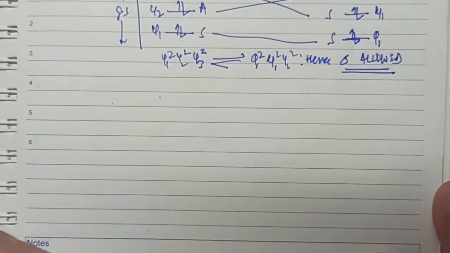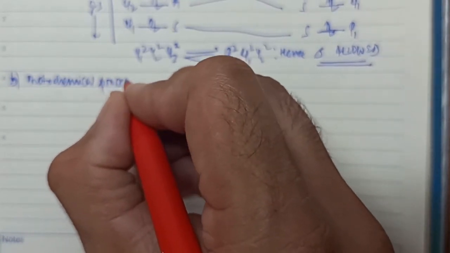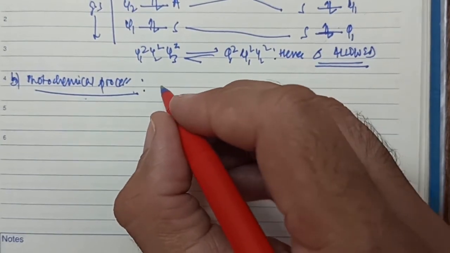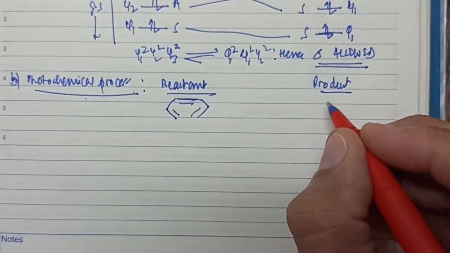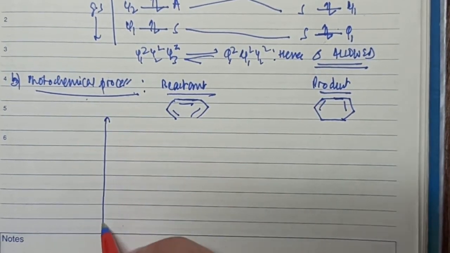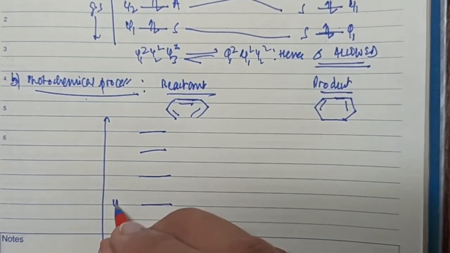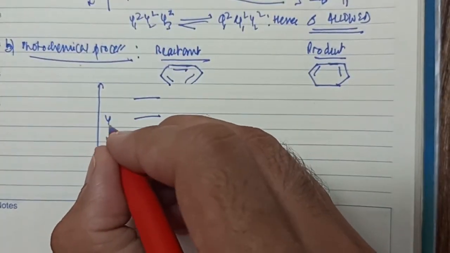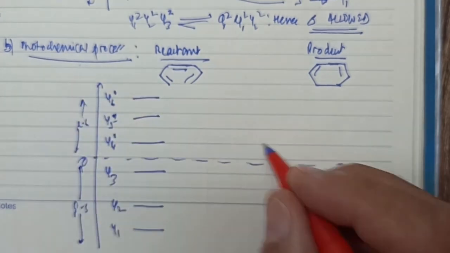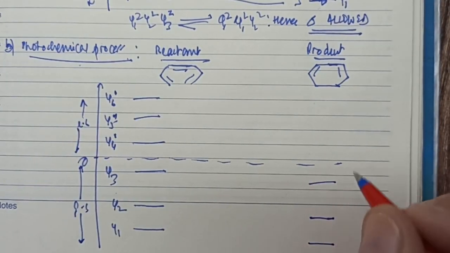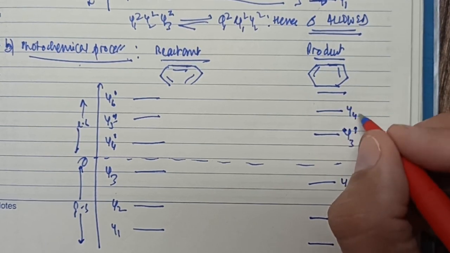And similarly, if I have to work out the photochemical process, again everything remains the same, only the difference is now we have to check the correlation up to the first excited state. Again, I have to draw the reactant, the product, and the orbital correlation diagram. In the OCD approach, on the reactant side, psi1, psi2, psi3, psi4 star, psi5 star, psi6 star, the zero of energy. Again, this is the ground state, this one is the excited state, and on the product side, phi1, psi1, psi2, psi3 star, psi4 star, and phi2 star.